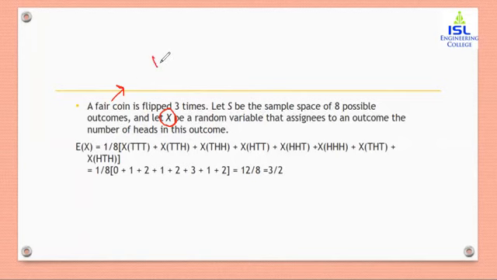If you're flipping it 3 times, it will be 1 by 2 into 1 by 2 into 1 by 2, which will be 1 by 8. So 1 by 8 is the overall probability. Now, what are the different scenarios or outcomes? You will get all tails, 2 tails and a head, 1 tail and 2 heads, and so on. So these are basically your scenarios or outcomes.